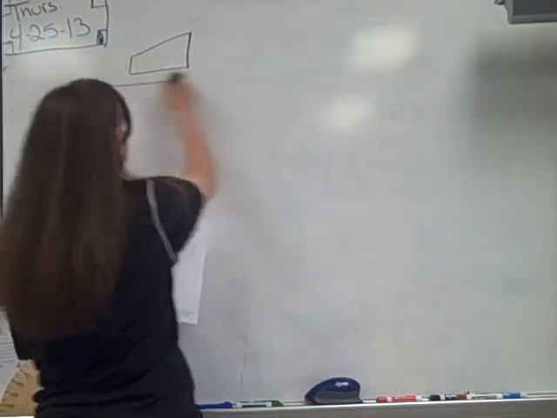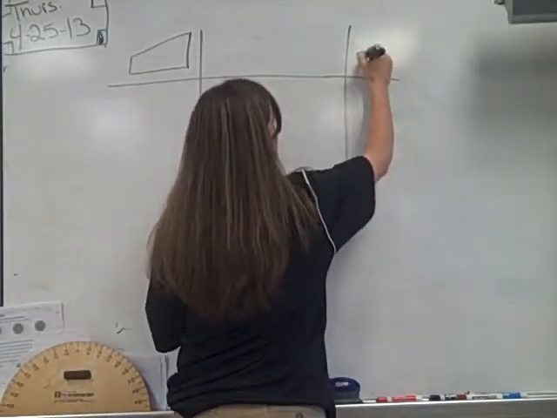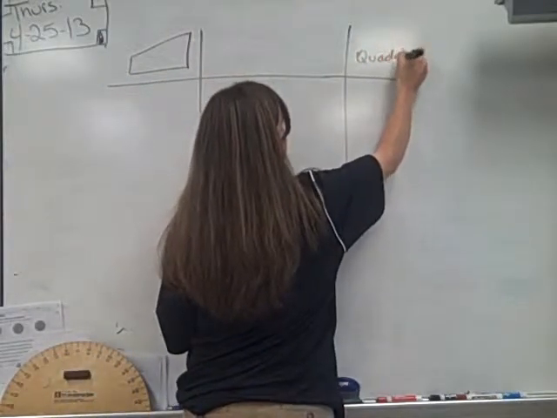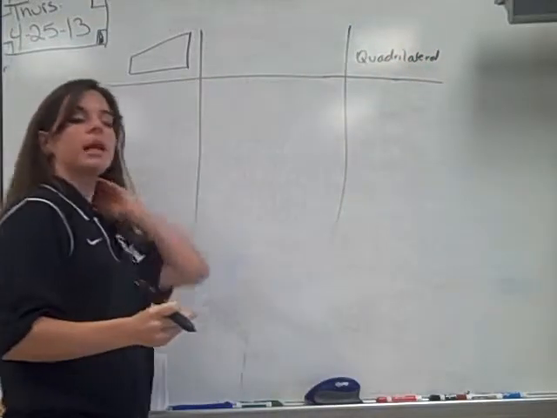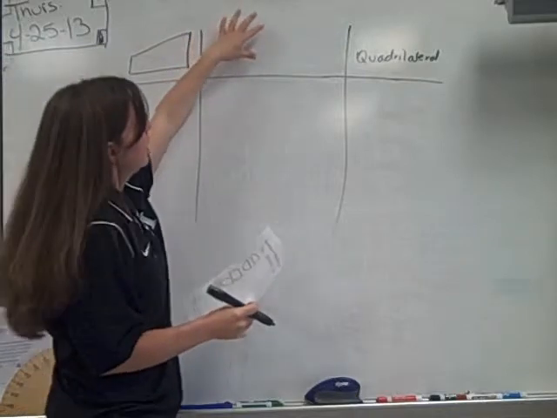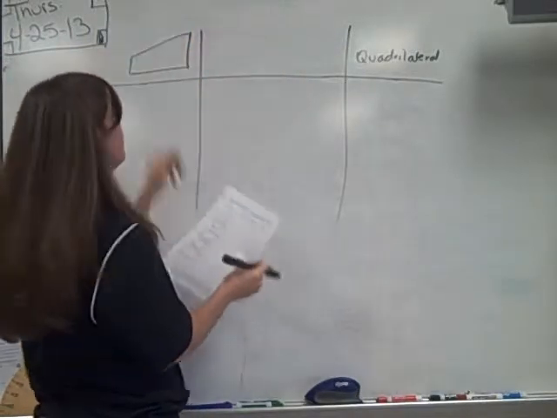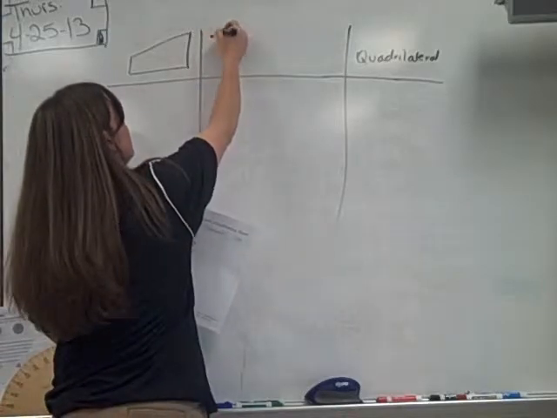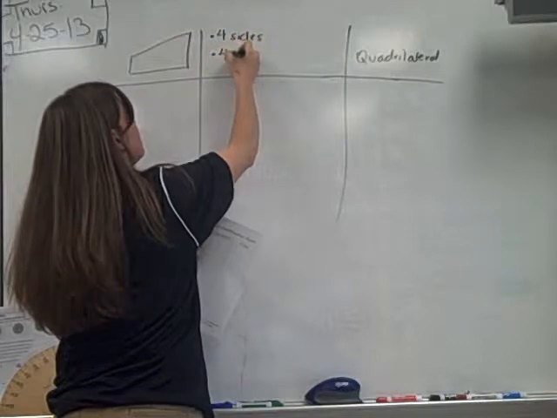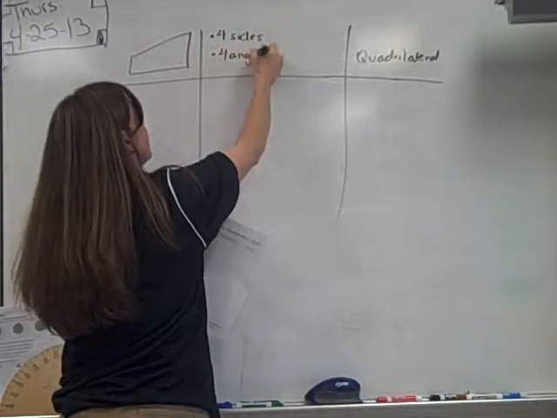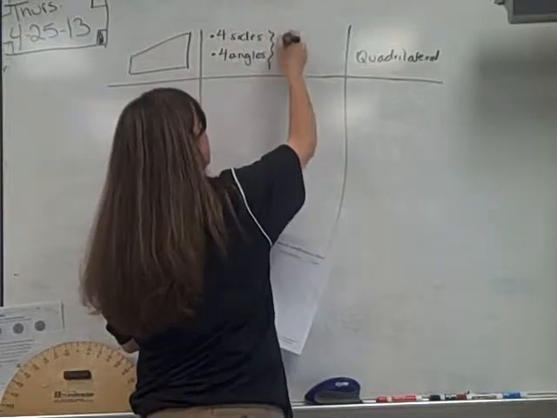It looks like this. The name of this, the only thing you can put here is quadrilateral. This is not any kind of special quadrilateral. What kind of characteristics did you put for this shape? Not a whole lot of things we can say. We could say it has 4 sides, it has 4 angles. Nothing else special about those sides and angles.